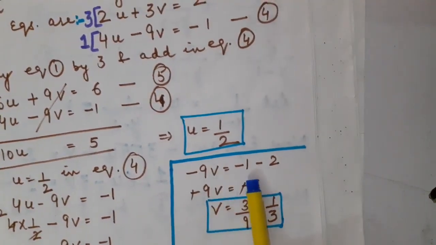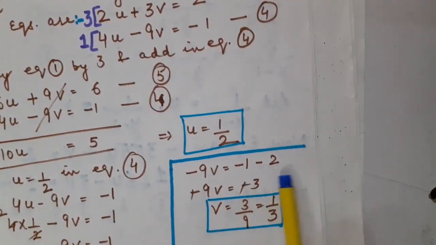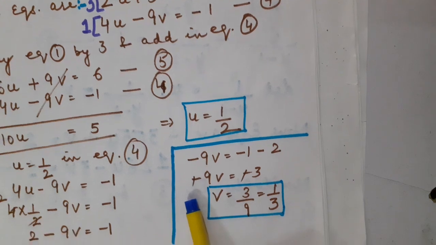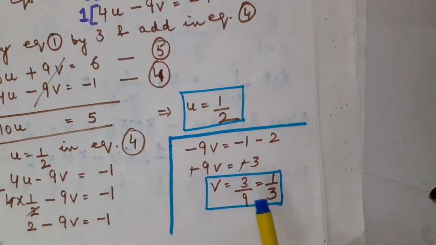So minus 9v is equal to minus 1 minus 2. That is minus 9v is equal to minus 3. Fine. Both minus signs are going to be cancelled with each other. So what would be v? v is equal to 3 upon 9. That is 1 upon 3.